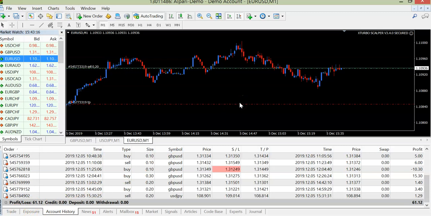So guys, this was Xturbo Scalper, the latest version, final version, and I explained how to use it for scalping, for everyday scalping, for making $100 to $200 per day with 1, 2 or 3 pairs. And you have seen the settings which I am using.